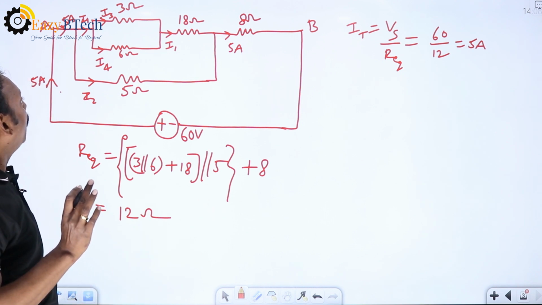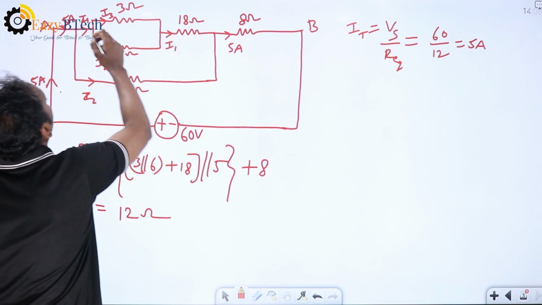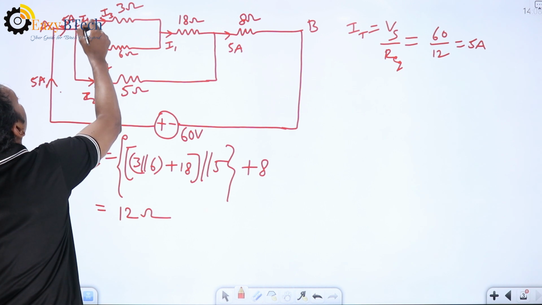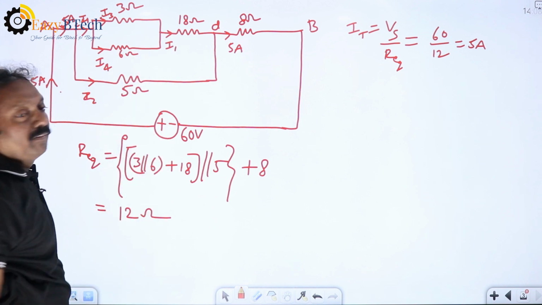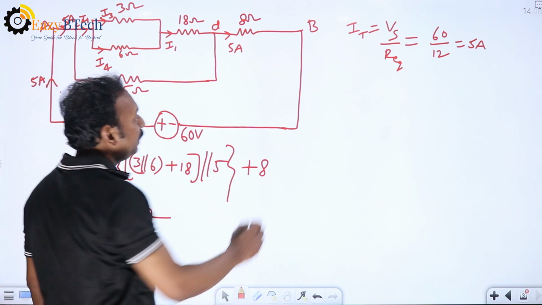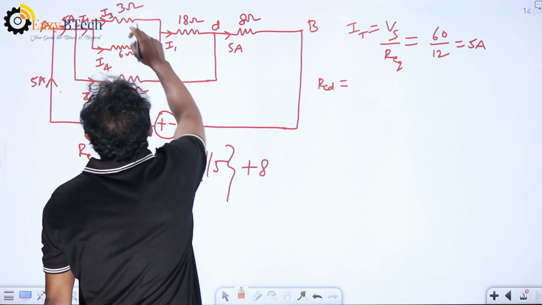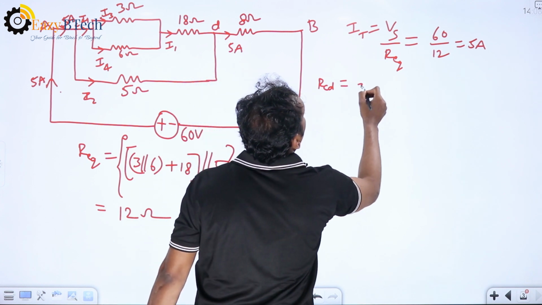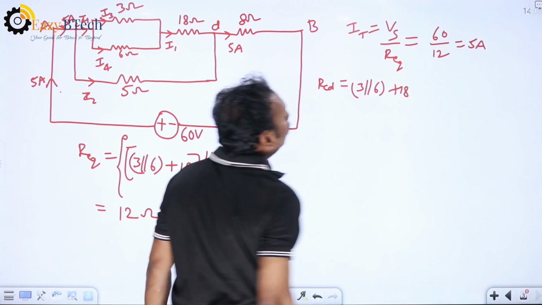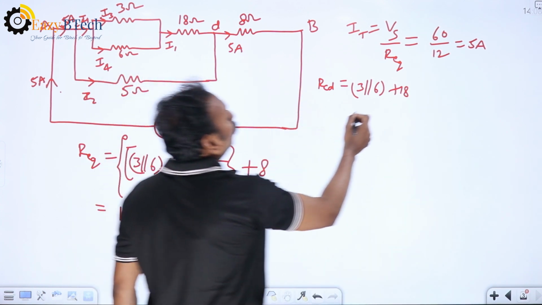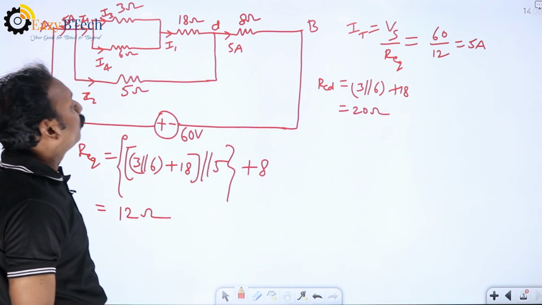First, how to find the I1 value? Assume this is junction C and assume this is junction D. Between C and D, find the equivalent resistance, R CD. 3 and 6 are parallel. 3 parallel to 6 in series with 18. So, that is 18 by 9, 2 plus 18, we will get 20. Between C and D, that is 20 ohm.